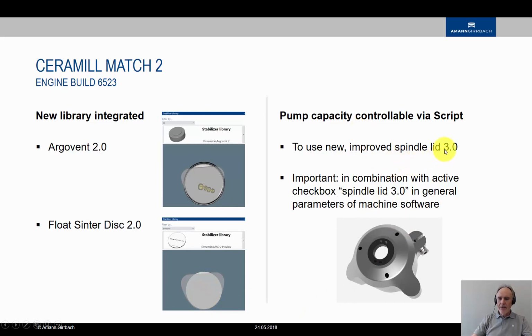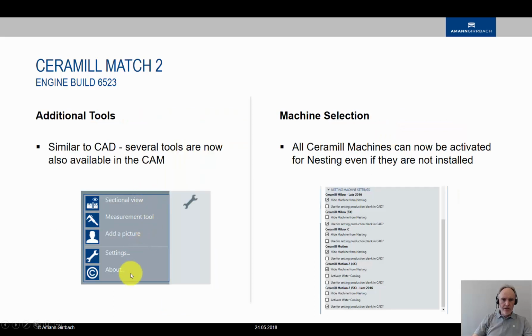The spindle cap now has a change. We have a 3.0 spindle cap with 3 nozzles where the spray of water comes out. We get a better cooling, and this pump capacity is now controlled via script in the milling software. We will see a picture when we come to talk about the Motion after some pages. Some tools in the Match software you know from the CAD program, for example the sectional view when you want to cut in some parts.